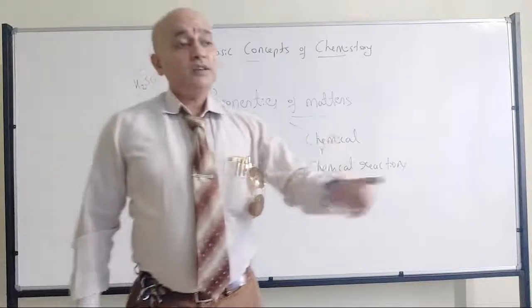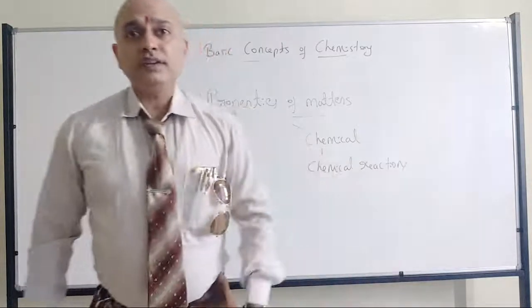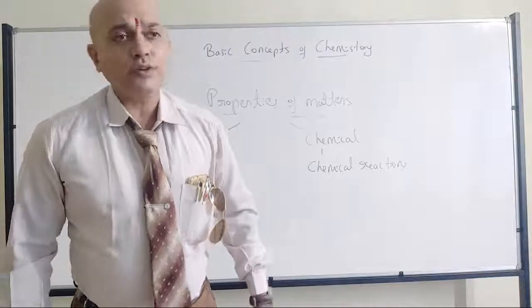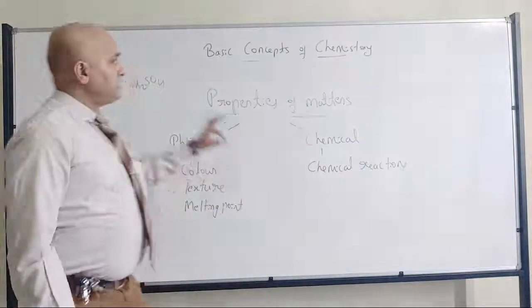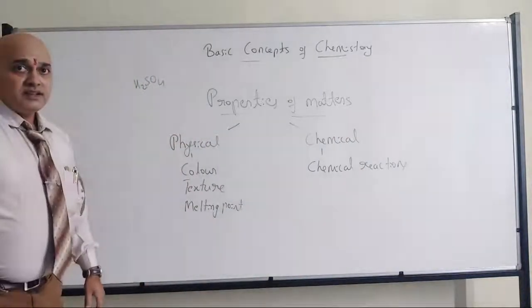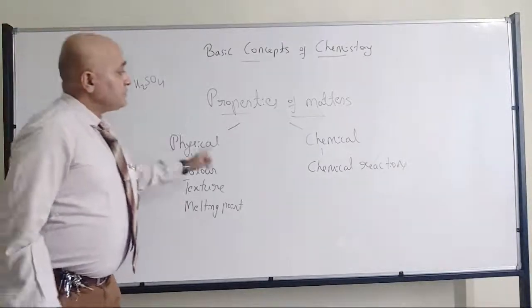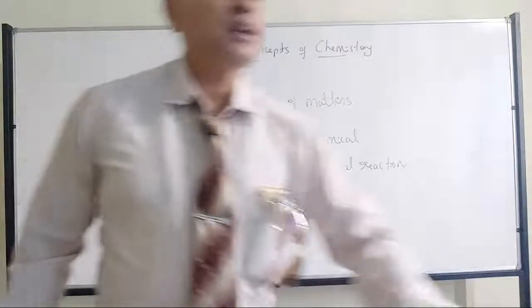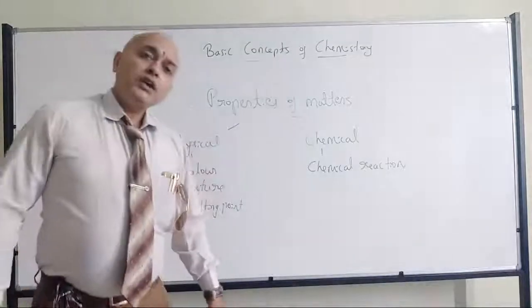Now I will tell you to find out whether it is a liquid or solid. Then are you going to do the same thing? No, just by observation you will tell that it is a liquid. So that is the difference between physical properties and chemical properties. All of you have understood?